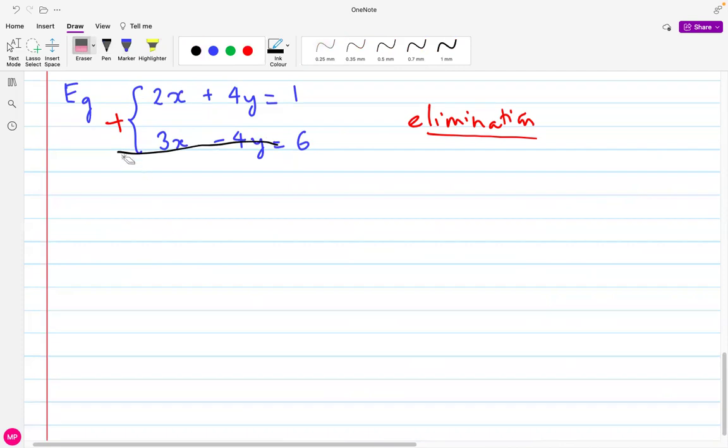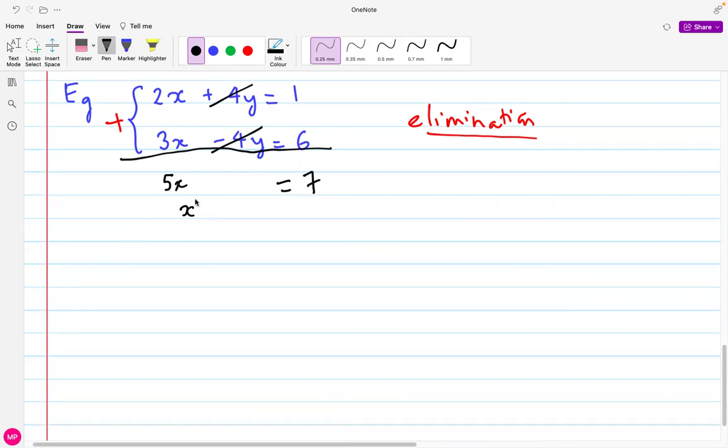Oh, sorry. So 2x plus 3x gives you 5x. 4y plus negative 4y, they go away, as you can see. And 1 plus 6 equals 7. There you go, very fast. And you can solve for x from here. You divide by 5, so x equals 7 over 5. So it's very quick, right? Then when you get x, you can substitute x back into any other equation. You can solve for y.